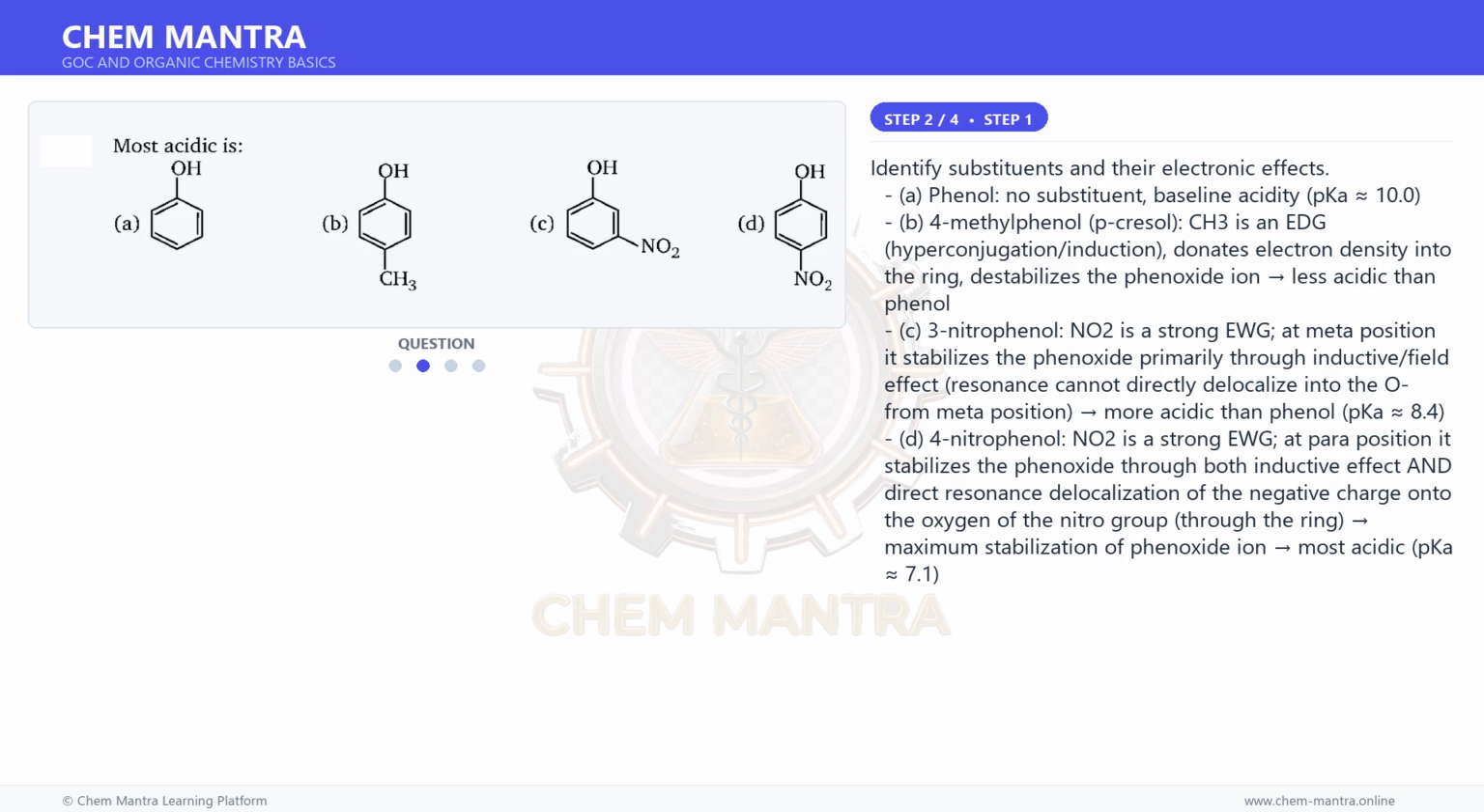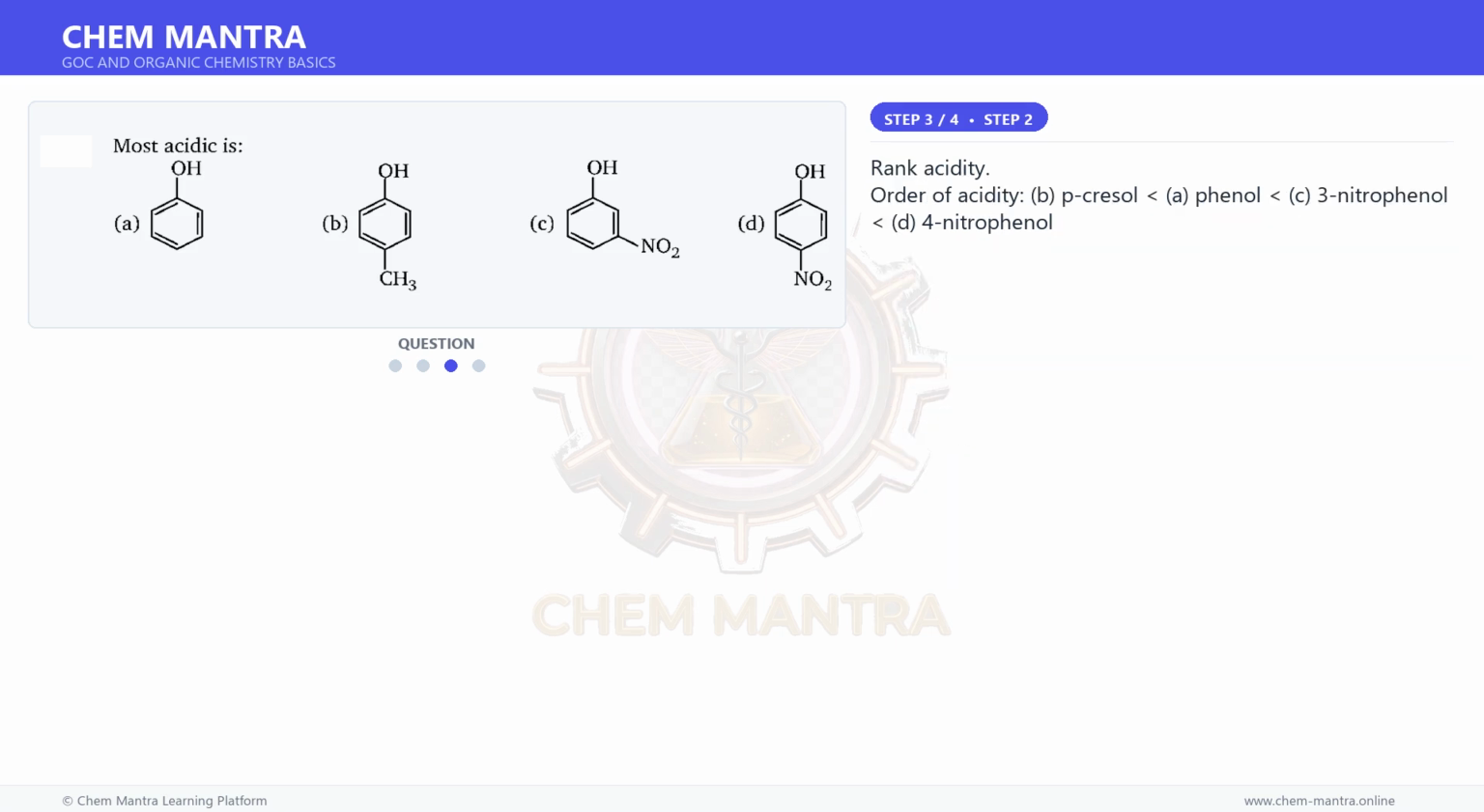D. 4-nitrophenol. NO2 is a strong EWG. At the para position it stabilizes the phenoxide through both inductive effect and direct resonance delocalization of the negative charge onto the oxygen of the nitro group, through the ring. This gives maximum stabilization of the phenoxide ion, so it is the most acidic, pKa 7.1.